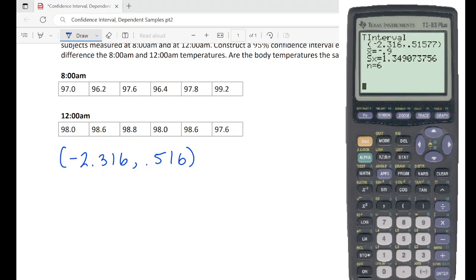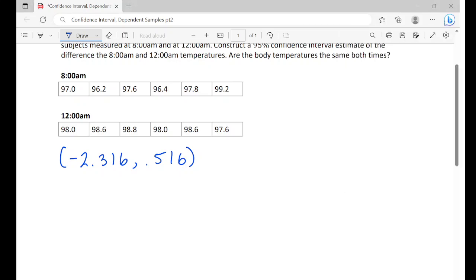But we need to go back to the question. And it states, are the body temperatures the same both times? As we can see, we have a negative number and we also have a positive number. That means that this interval contains 0. And the only way to contain 0 is if they at some point are the same.